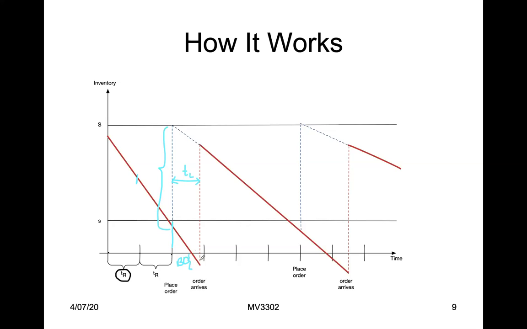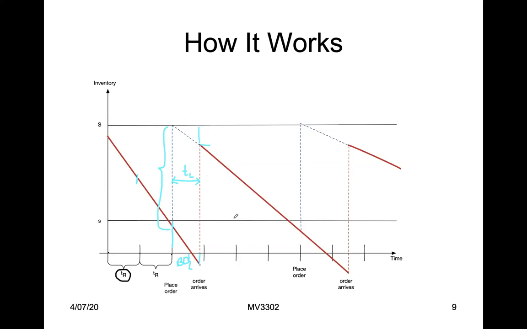And so notice that the amount that we had on back order, we're going to fulfill those. So our amount in stock at the point where our order arrives is actually less than our order up to point. So you see how that works?